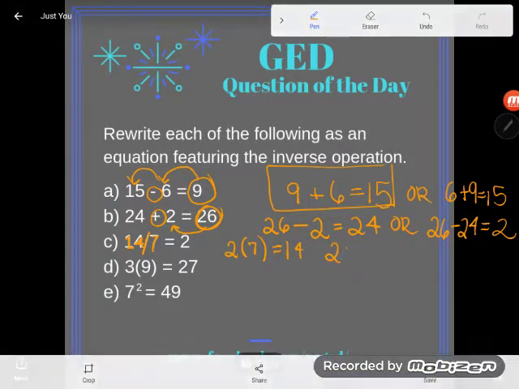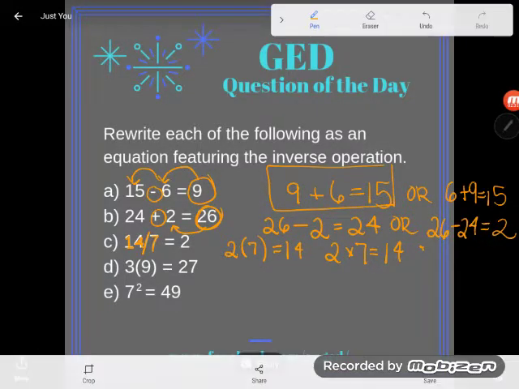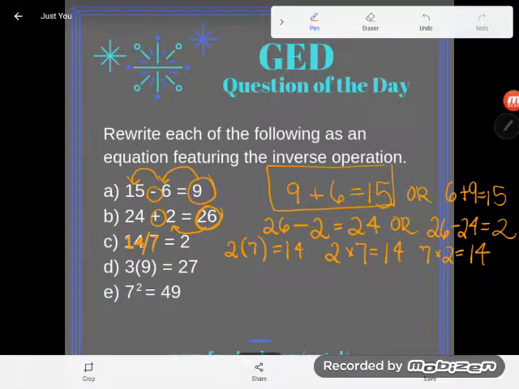I could have written it with the times sign, 2 times 7 is 14, or I could have changed the order of the numbers, 7 times 2 is 14. But I hope you all get the idea there. All of those would be correct answers. Now let's look at the next one.